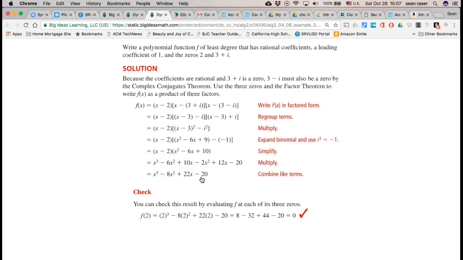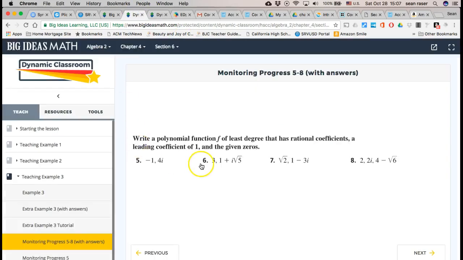Now, we can check this by plugging in any of our zeros, and it should work out to be equal to 0. So that's how you can find a polynomial if you know the zeros. And remember, if any of those zeros are imaginary, then you can also include the conjugate in there as well. So what I want you guys to do, I'm going to have a couple questions that pop up about this. Go ahead and answer those now.